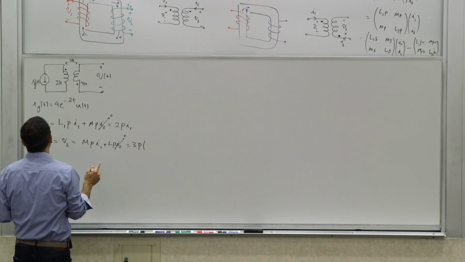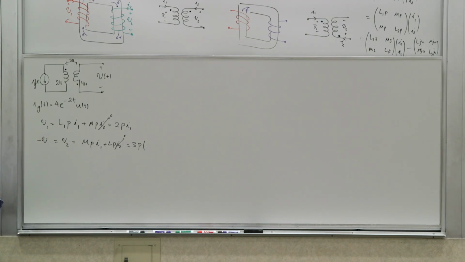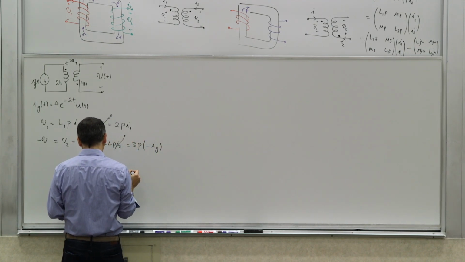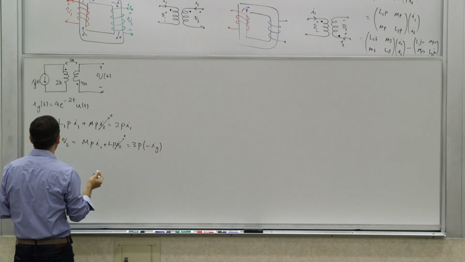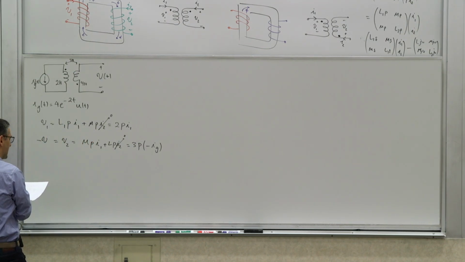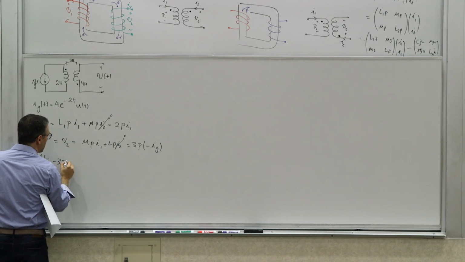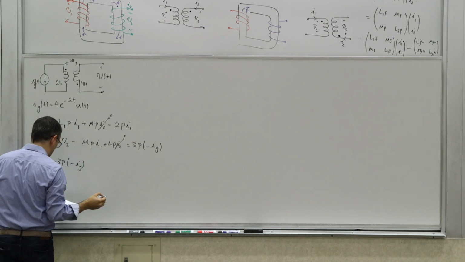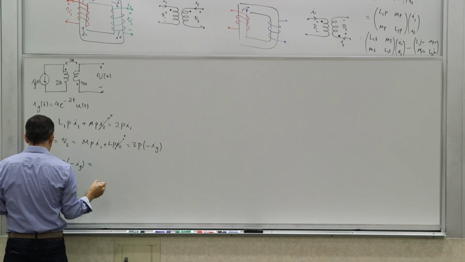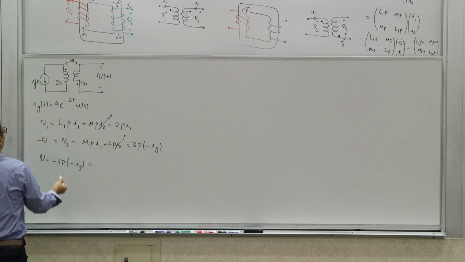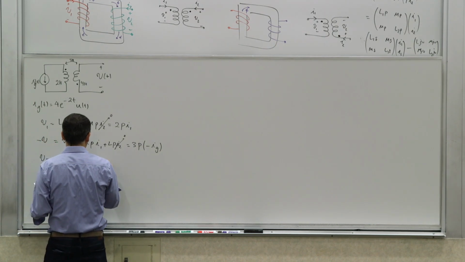But now look at I1, the current that's going into the terminal. What's the polarity of that? It's negative, right? Negative Ig. So this is negative Ig here. So we can calculate from this equation by itself the output V. So V is going to be negative 3p times negative Ig, right? And what is that going to be? It's just the derivative of Ig, times 3, right?